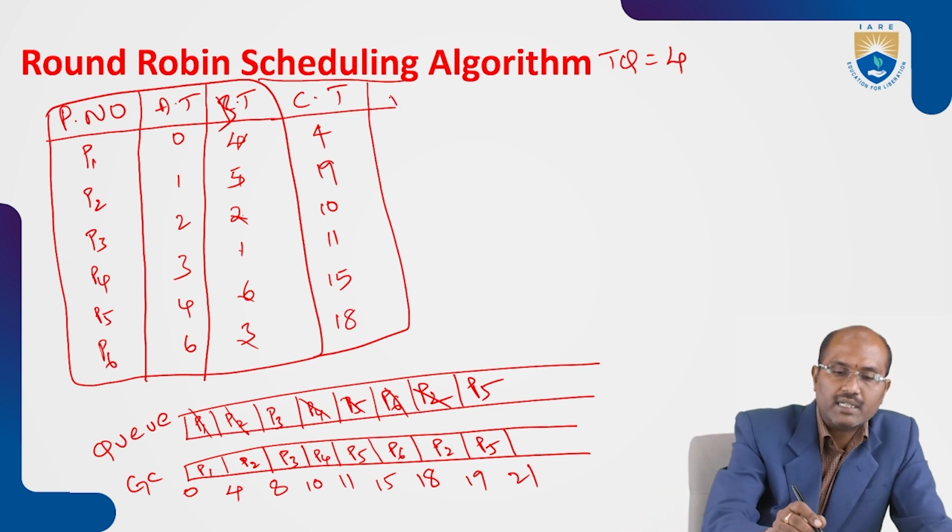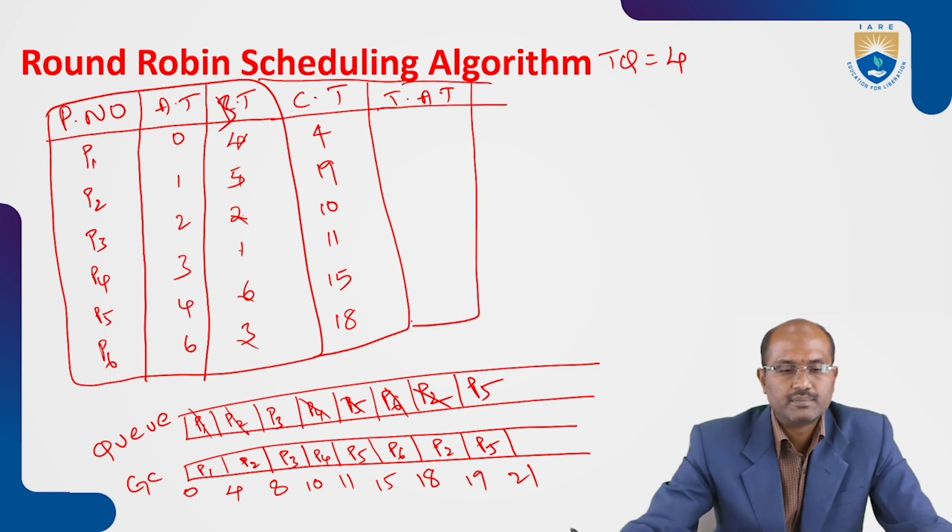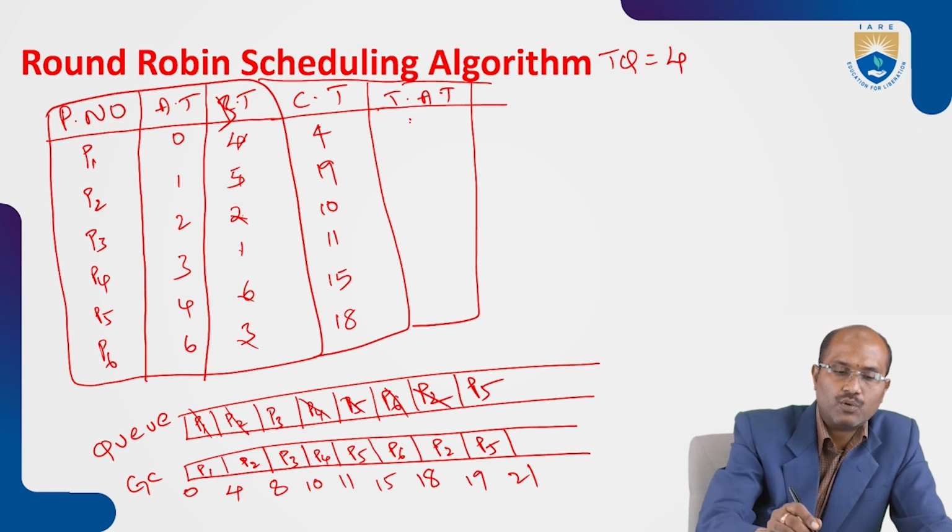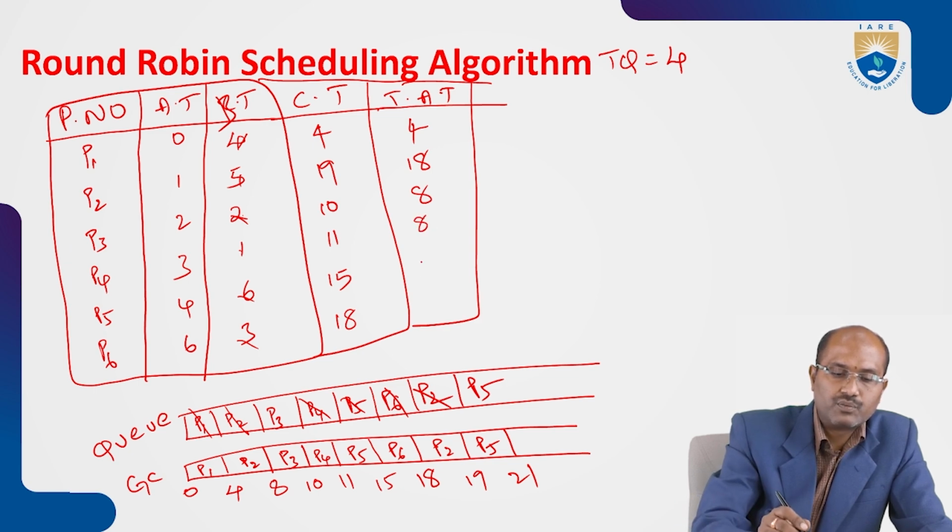Then we calculate the turnaround time. Turnaround time is completion time minus arrival time. That is 4, that is 18, that is 8, that is 8, 11 minus 3, 8, 15 minus 4, 11, 18 minus 6, 12. That is the turnaround time.